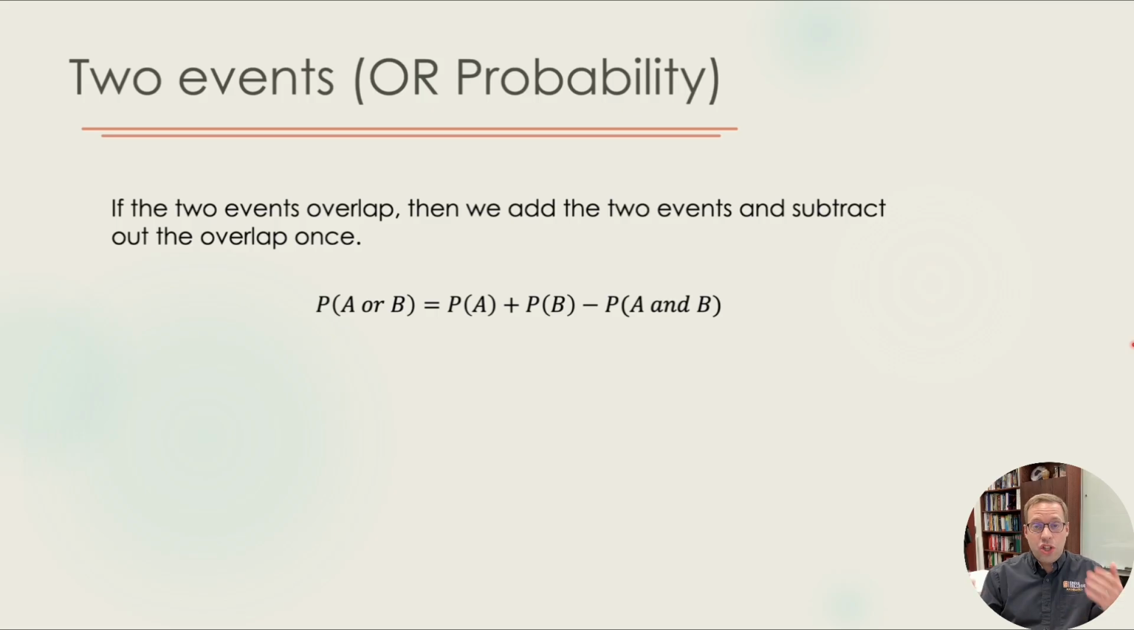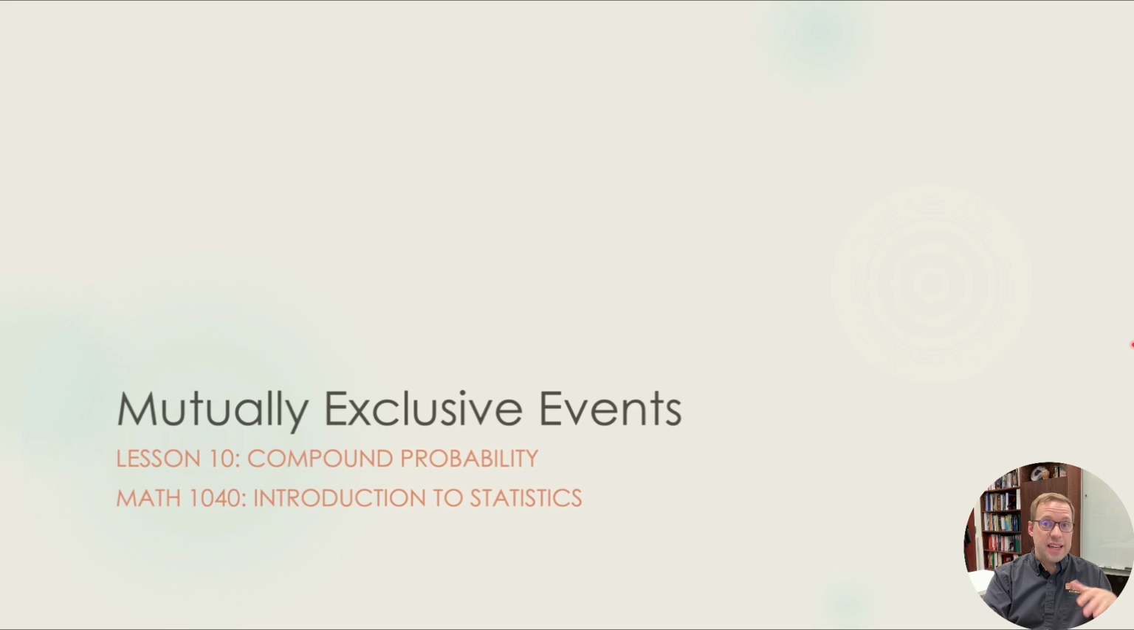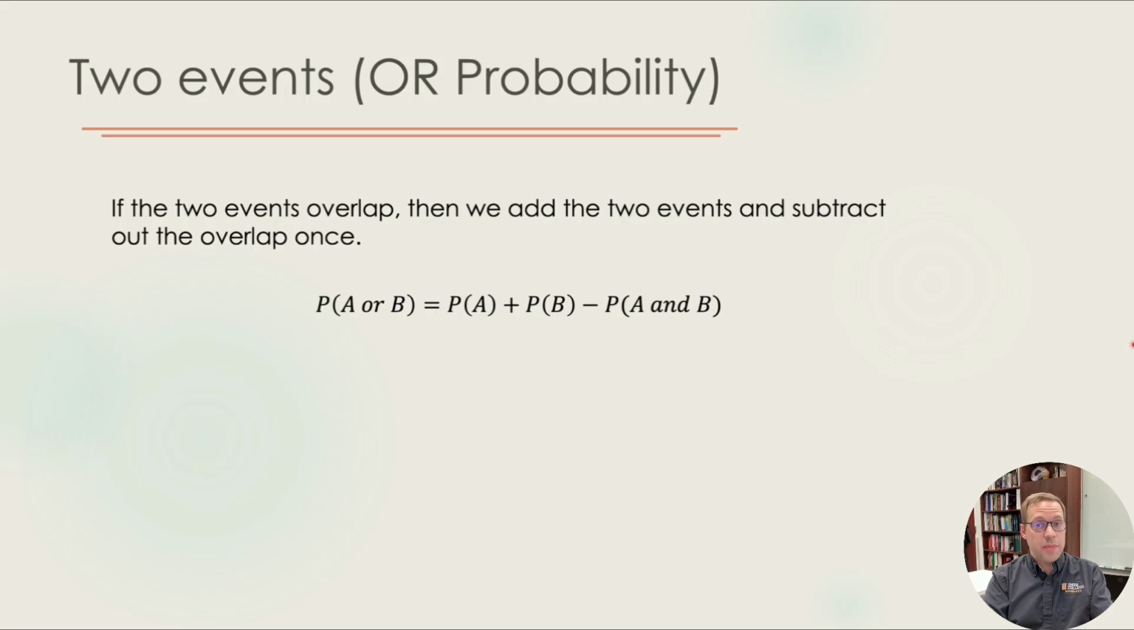So that teaches us exactly how to do an OR probability. Whenever we have 2 events, we have to account for the possibility of overlap. And to do that, we add the probability of A plus the probability of B minus that little overlap region, since it got counted twice. And that's how you calculate OR probabilities. Next time, we'll talk about mutually exclusive events, which we've talked about here. We just haven't pointed it out yet. That will be in our next video.